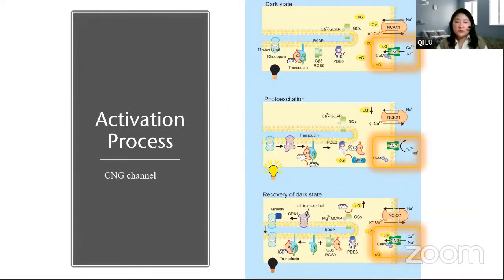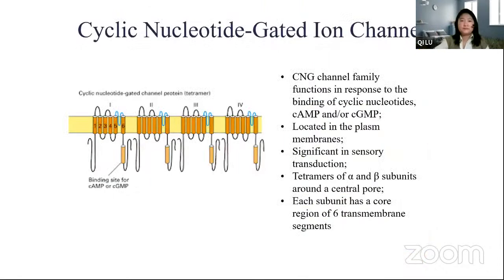In the next step, we're going to talk about the cyclic nucleotide gated ion channel, which is a tetramer. It has 4 subunits: 1, 2, 3, 4. In rod photoreceptors, it's A1B1, and for cone photoreceptors, the channel is composed of A3B3. This channel family functions in response to binding of cyclic nucleotide, cyclic AMP or cyclic GMP. It's located in the plasma membrane, a channel linking the inside and outside of the cell.